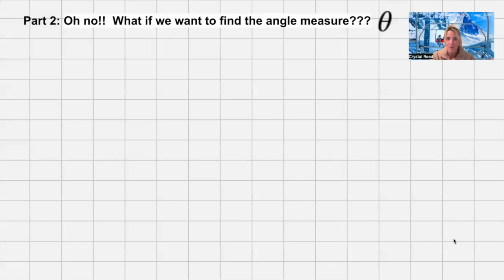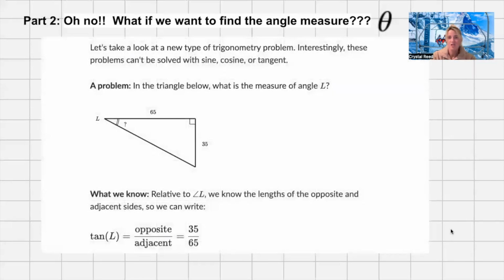Oh no, though. We have more. What if we want to find the angle measure, theta? So a little bit more this time. Let's take a look at a new type of trigonometry problem. Interestingly, these problems can't be solved with sine, cosine, and tangent. Oh no. The problem: in the right triangle below, what is the measure of angle L?